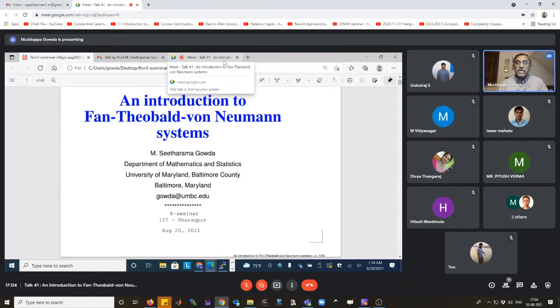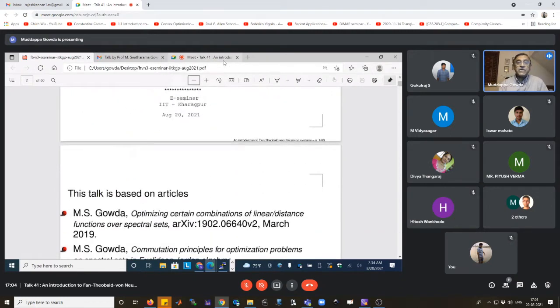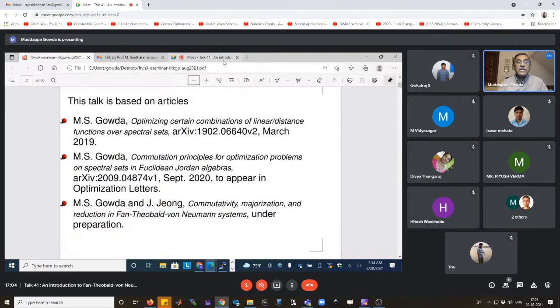The presentation today is based on 3 articles. The first one is posted in archives. It is about optimizing certain combinations of linear distance functions over spectral sets.